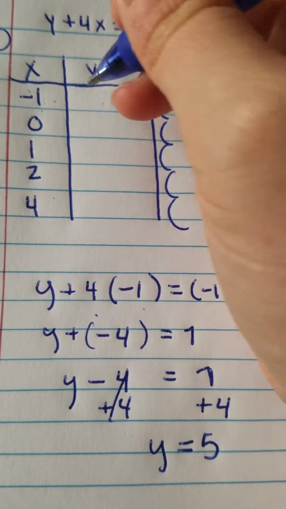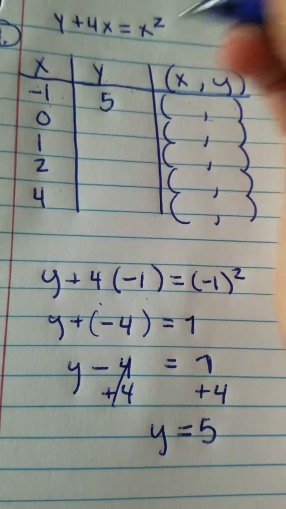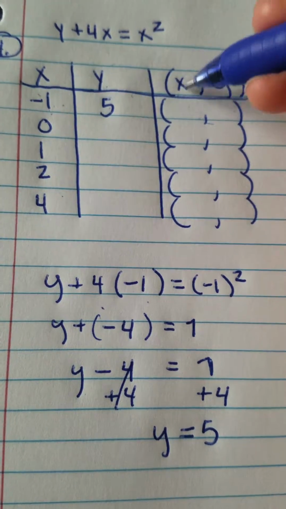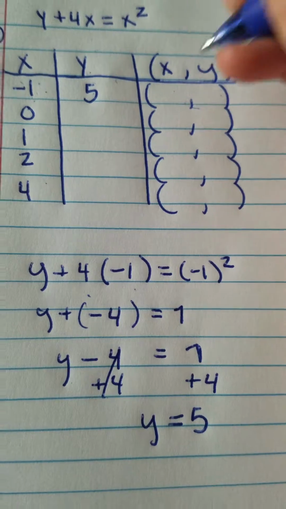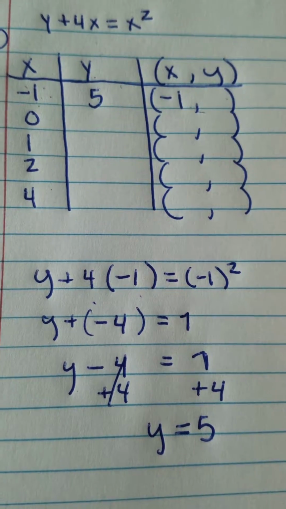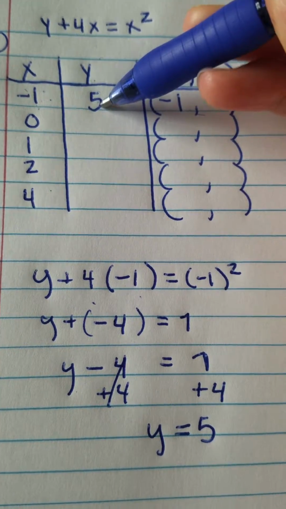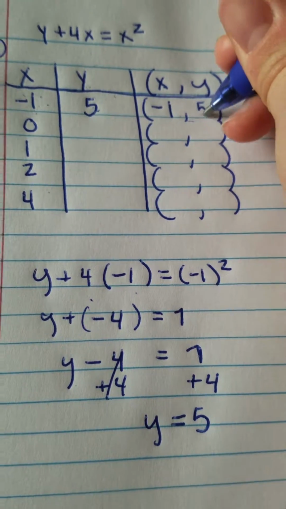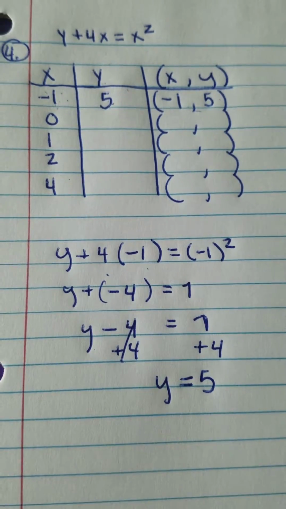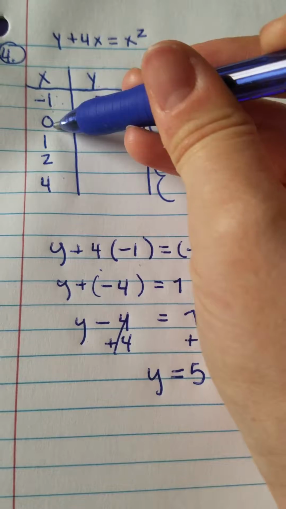So now you're going to plug in your 5 right here. And then your x is -1. They already gave that to you. And the y that you just solved for is 5. So let's do another one, 0.